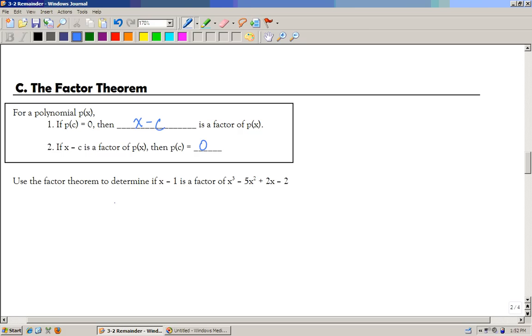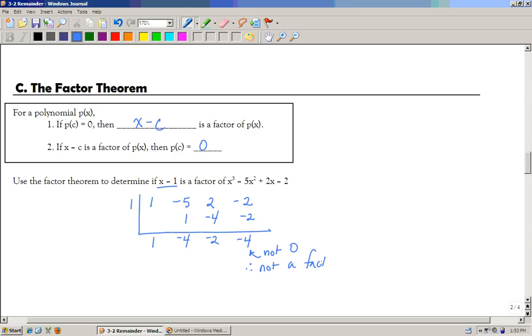So using that factor theorem, if we know that x minus 1 is a factor, if you divide by 1, you should get 0. So looking at this one, if we divide by 1, we're going to have our coefficients of 1, negative 5, 2, and negative 2. So when we drop the first term, it's 1. 1 times 1 is 1. Add is negative 4. Multiply is negative 4. Add is negative 2. Multiply is negative 2. And your remainder is negative 4. That's not 0, which means that x minus 1 is not a factor. If you get 0 as a remainder, then it would be a factor.